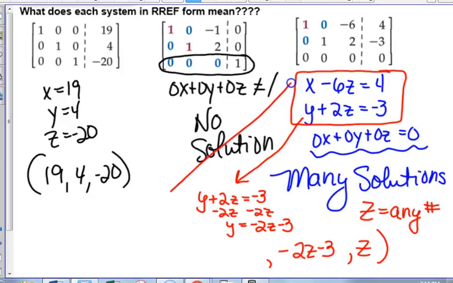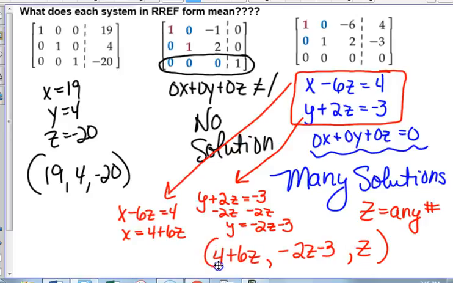Do the same thing with x. What will this one become? x minus 6z equals 4. If you get the x by itself, it will say what? 4 plus 6z or 6z plus 4. Either way is fine.